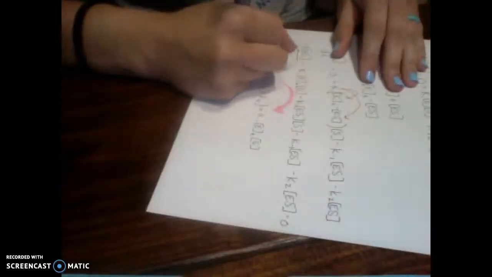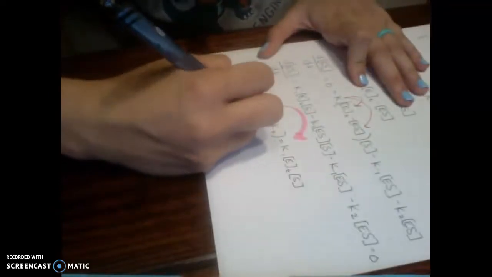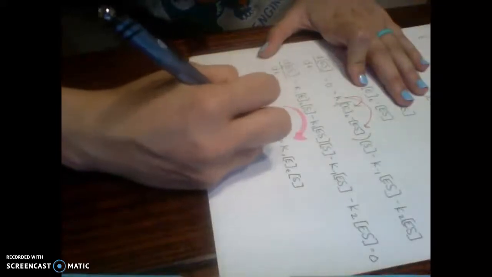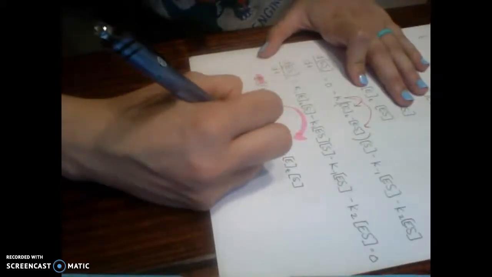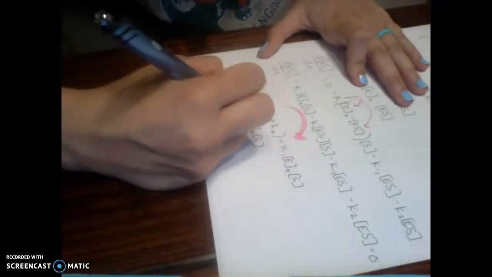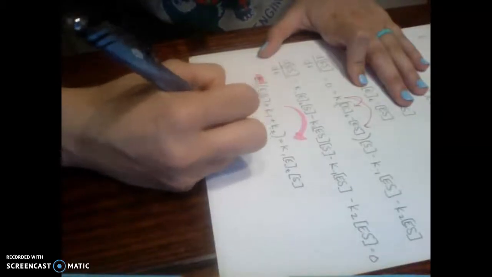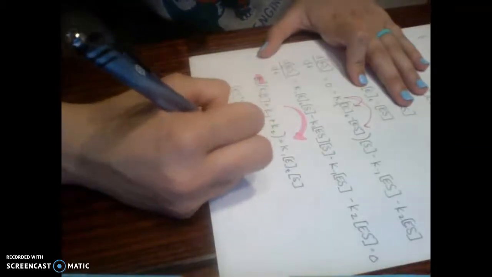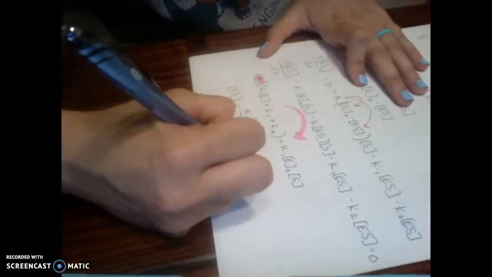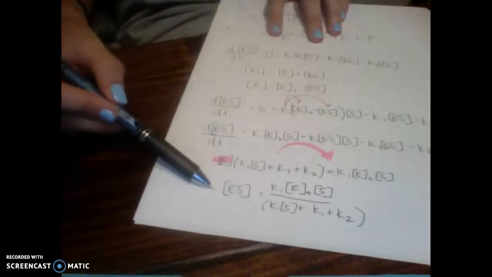And E sub S is now equal to K1 times total enzyme concentration times substrate concentration divided by our rates of change 1 plus K2. Okay, so now we've broken it down and we solved for ES. Awesome. So let's see, what else can we cancel though? It still looks kind of big, right?